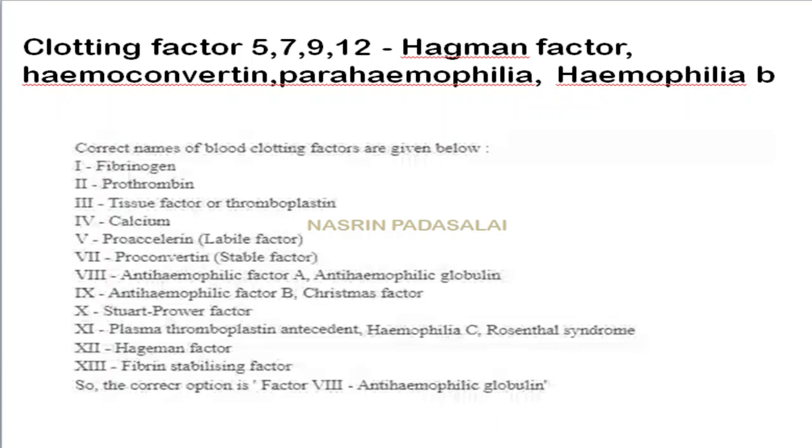Currently we are discussing the answers for those questions that were asked in CSIR 2. So they had given clotting factors and asked us to match. Clotting factor 5, the other name is pro-accelerin, it's a labile factor, and clotting factor 7 is called pro-convertin, it's a stable factor. Next, clotting factor 9 is anti-hemophilic factor. Next is clotting factor 12, which is Hageman factor.